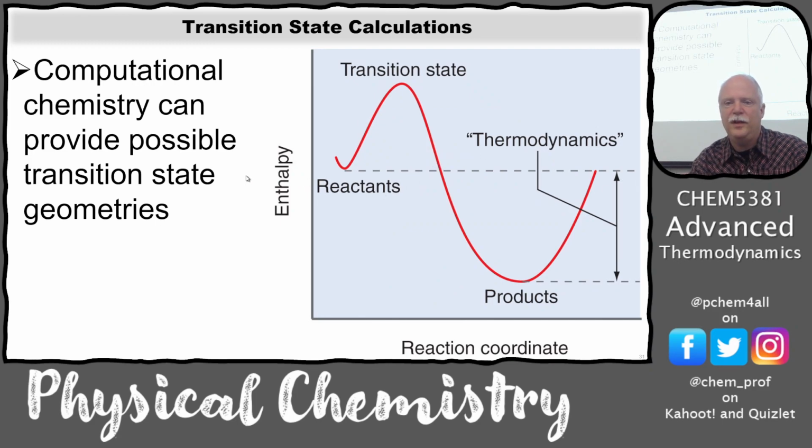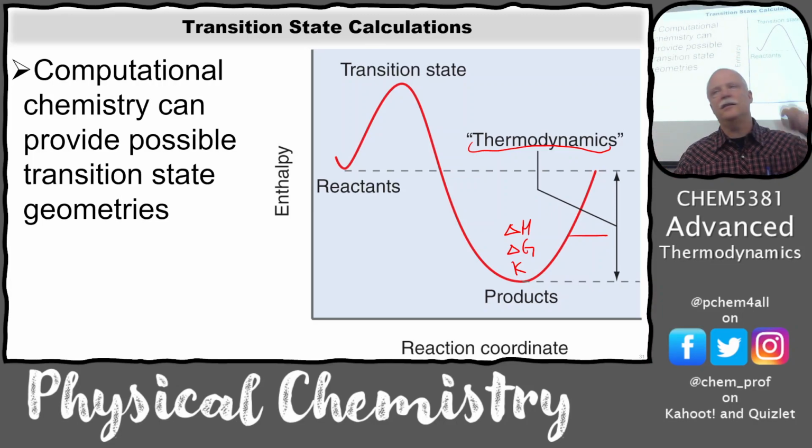Now the difference between the minimums, I've got thermodynamics here, we can calculate those. We can calculate the delta H and delta G values and the equilibrium constants from those differences. If we calculate the products, the optimized geometries for the products, and subtract the reactants, then we get our delta H's, delta G's, and the equilibrium constants.